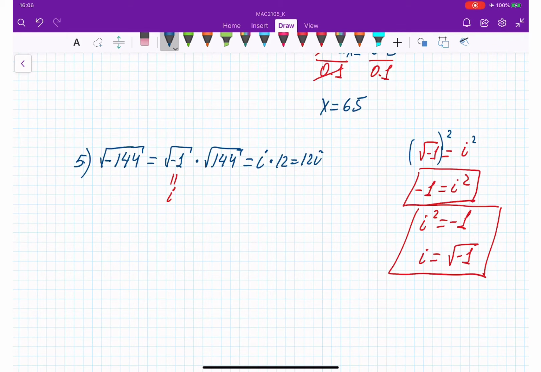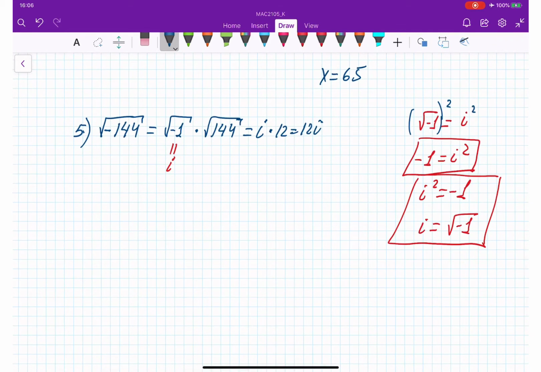Next one, number 6. We have square root of negative 7. So again, negative 1 times 7. Well, square root of negative 1, it's going to be i. And since there is no square root for 7, it's going to be i square root 7. That's all. Okay?